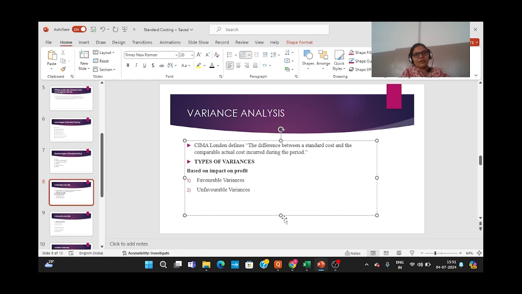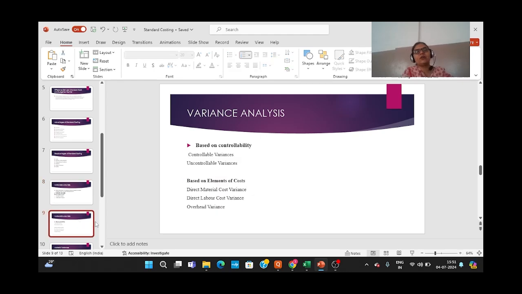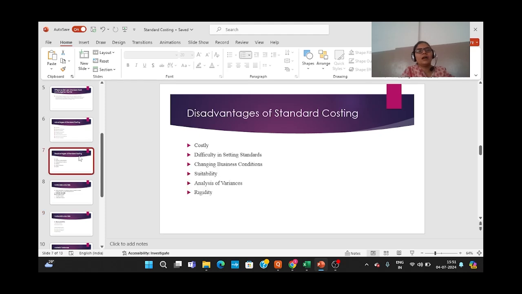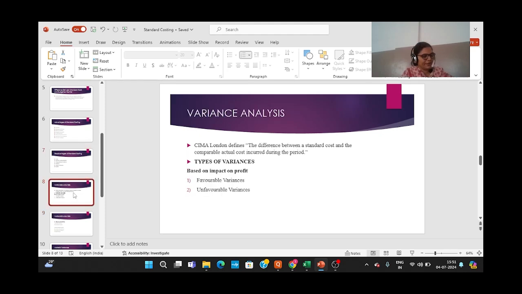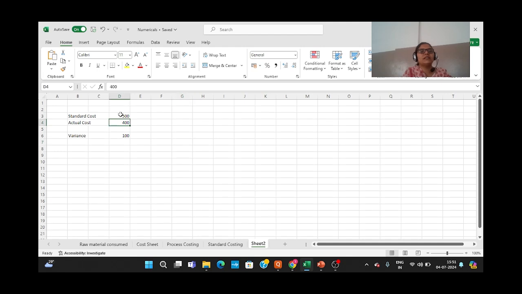There can be different types of variances: on the basis of impact on profit, on the basis of controllability, on the basis of elements of cost. Now, favorable variances. Favorable variance is when actual cost is less than the standard cost. It has a favorable impact on profit. So in this case, actual cost is less than the standard cost, so it will be a favorable variance.